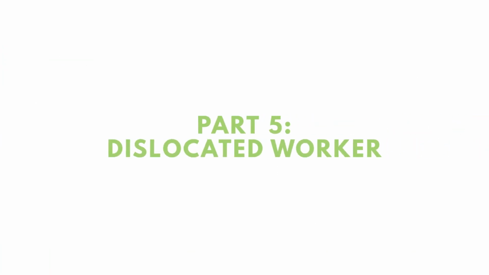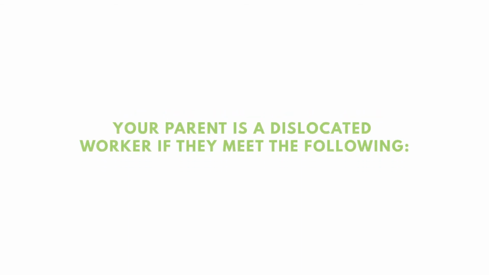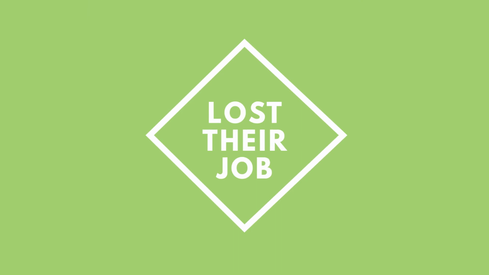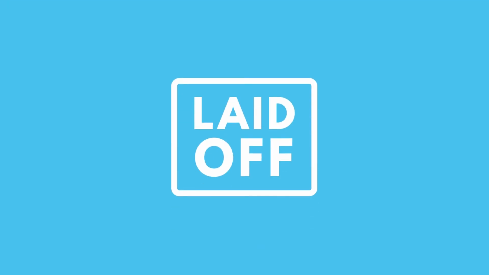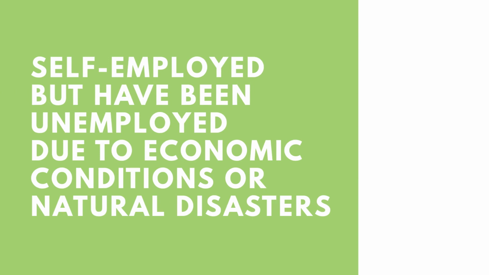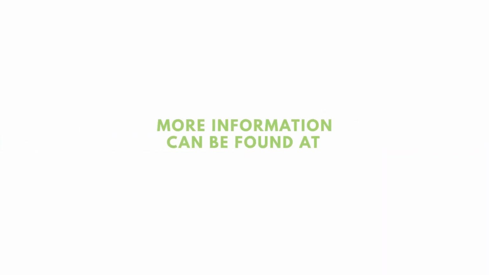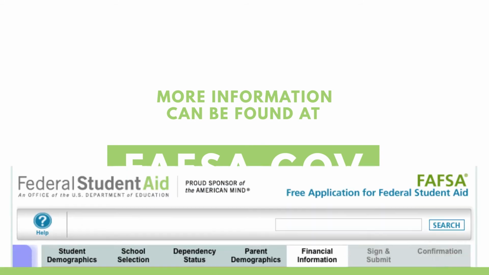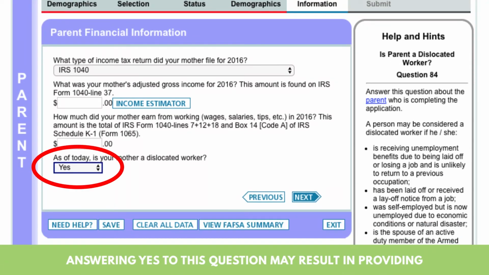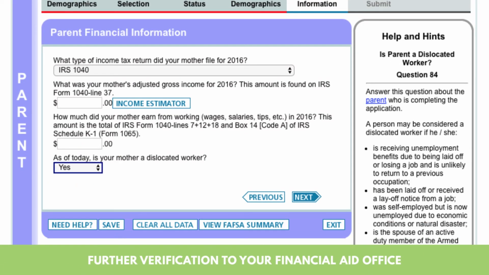Part 5. Dislocated worker. Your parent is a dislocated worker if they meet the following: have lost his or her job, if they have been laid off, if they received a layoff notice, if they are self-employed but have been unemployed due to economic conditions or natural disasters, if they are displaced homemakers. More information can be found at FAFSA.gov. Answering yes to this question may result in providing further verification to your financial aid office.